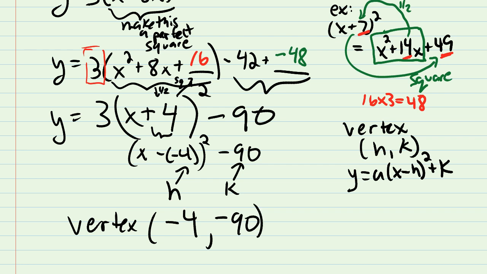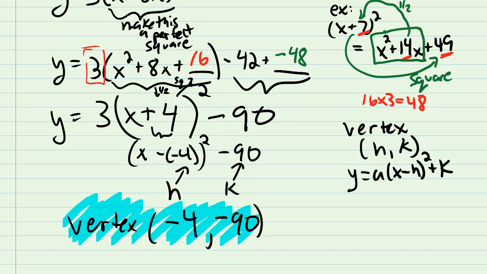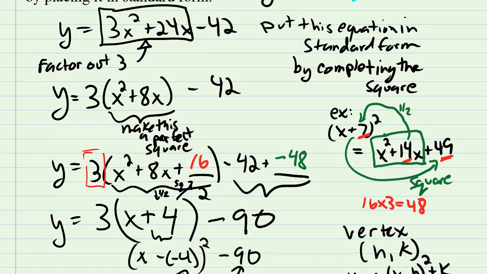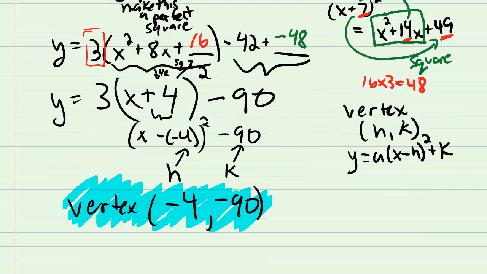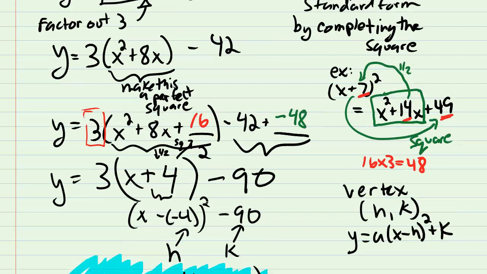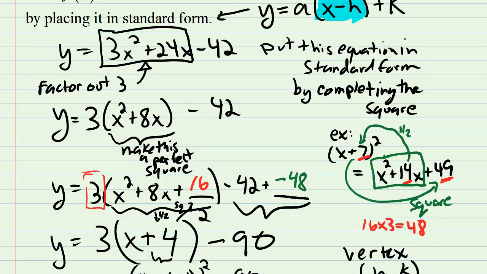And I guess that's the answer to the question. That's what they were looking for. They asked us to find that, and so that's our answer. That's the vertex of that particular parabola. If you were to graph it on a graphing calculator, you'd see the low point being exactly there. Negative 4, negative 90.